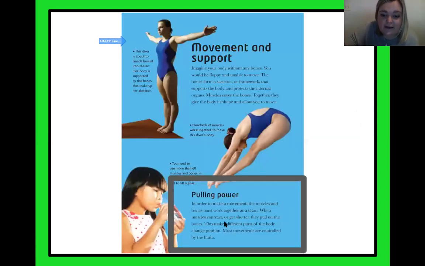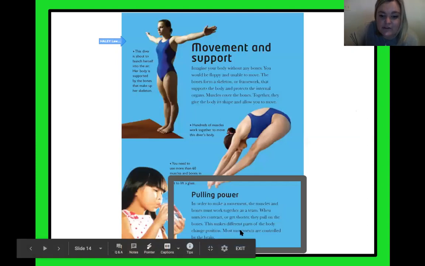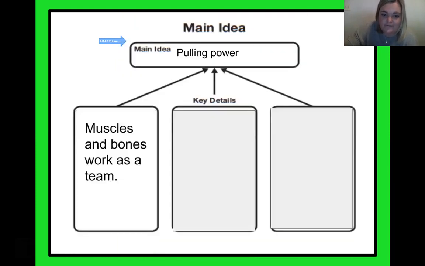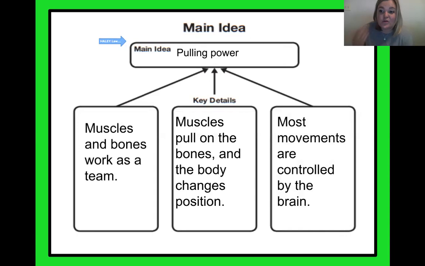Then if we go back, our last key detail: most movements are controlled by what? What has to tell our body to move? And we don't even probably realize it. Our brain. So most of the movements in our body are actually controlled by our brain. So go ahead and pause it here if you need some more time.